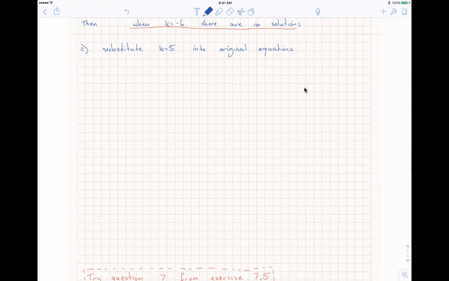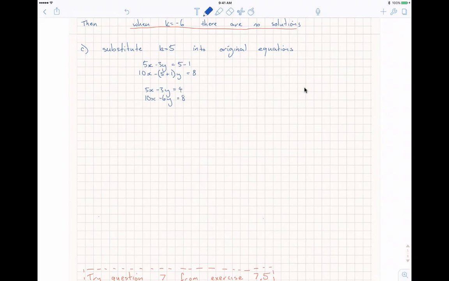So substituting k into the first equation, we should get 5x minus 3y equals 5 minus 1. And the second equation, we should get 10x minus 5 plus 1, y equals 8. Again, simplifying those a little, so that the first equation becomes, and the second equation becomes minus 6y equals 8.